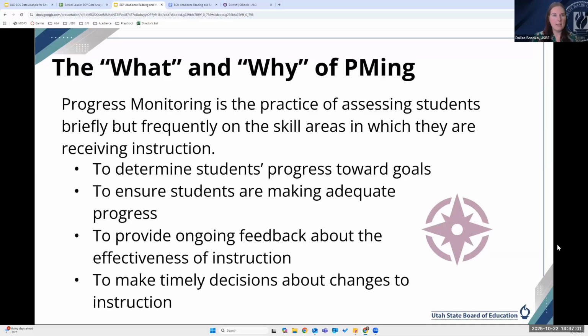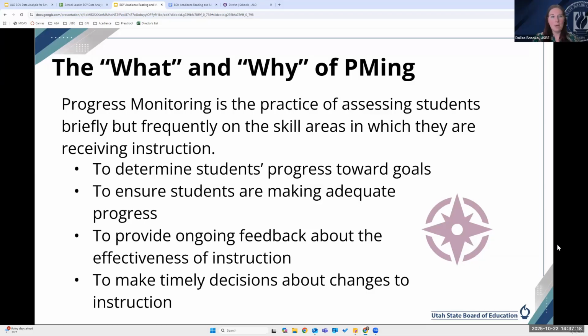So if you're thinking about our Acadience assessment, we give the benchmark at beginning of year, middle of year, and end of year. If we wait for each of those benchmark periods to make changes to our instruction, that's a lot of time if what we're doing isn't helping our students.